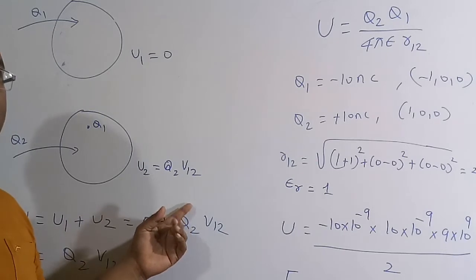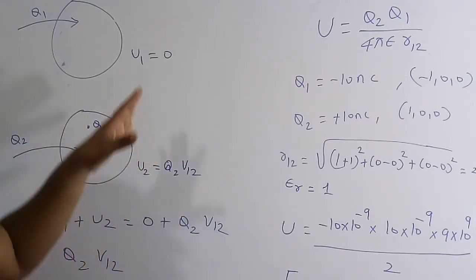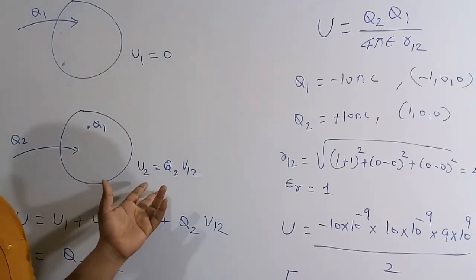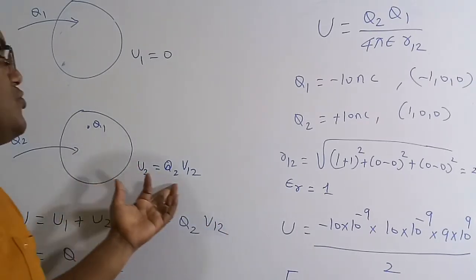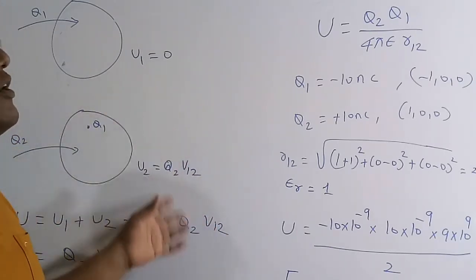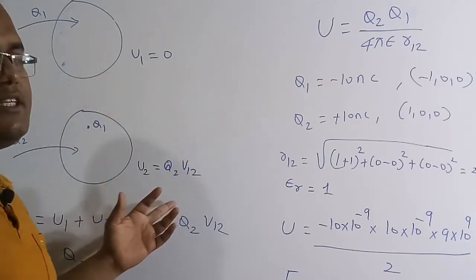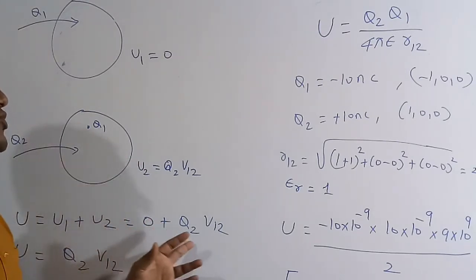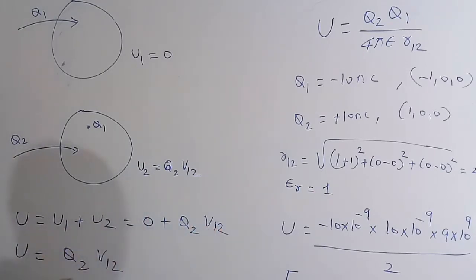So V12. See, however much work we do, that much energy is stored. In the previous case the energy stored is 0, or we can say the work done is 0, but in this case the work done is Q2 into V12, or we can say the energy stored is Q2 into V12. Now I want to find the net energy stored, which is the summation of the first and second cases. Therefore U is equal to U1 plus U2, where U1 is equal to 0 and U2 is equal to Q2 into V12. So 0 plus Q2 V12 is nothing but Q2 into V12.